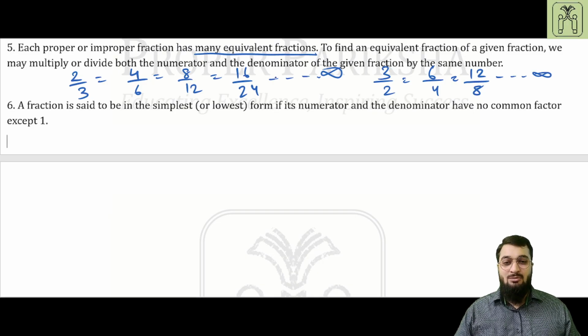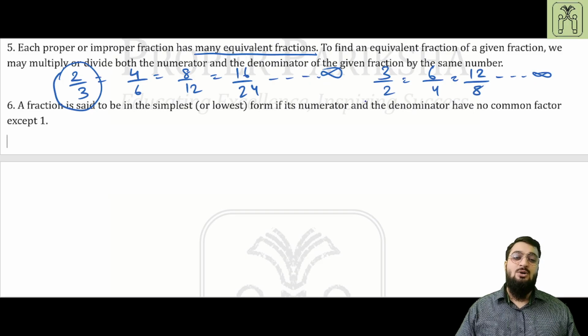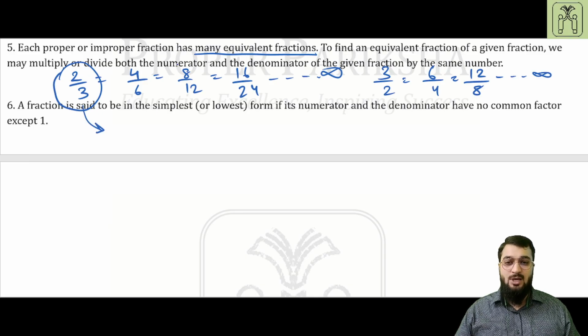However, all the equivalent fractions have only one simplest form, that is, a form that cannot be simplified further. To find an equivalent fraction, the process is given. We have to multiply or divide both the numerator and denominator of the given fraction by the same number. For example, if I want the equivalent fraction of 2 by 3, then obviously I'll have to multiply. But if I want an equivalent fraction of 8 by 12, I can either multiply or divide, depending upon whether I want a smaller equivalent fraction or a bigger one.